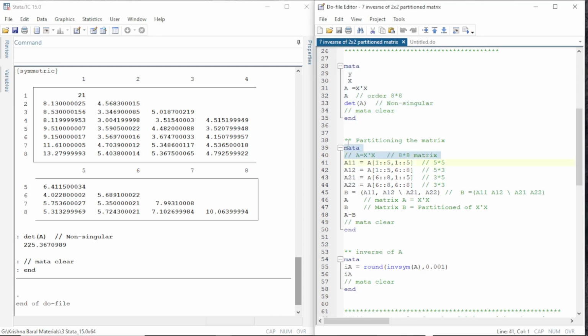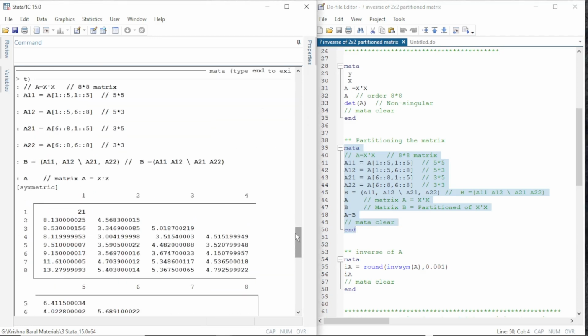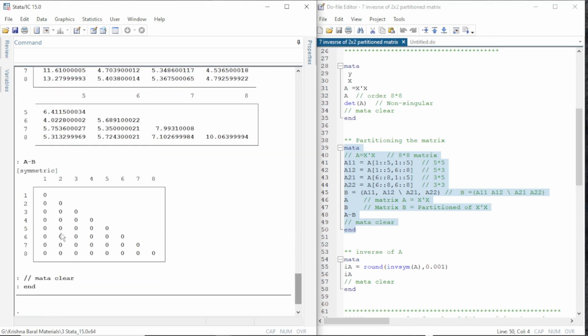Now let us partition this matrix into a 2 by 2 matrix, where A11 we take as a 5 by 5 matrix, and A12 is a 5 by 3 matrix, and A21 is a 3 by 5 matrix, and A22 is a 3 by 3 matrix. And we construct a matrix B considering these matrices as the elements, and we check whether A and B are the same matrix or not. We take the difference and we get the value 0. A and B are the same, where A is the original matrix X transpose X, and B is the partition matrix, and their difference is obviously 0.